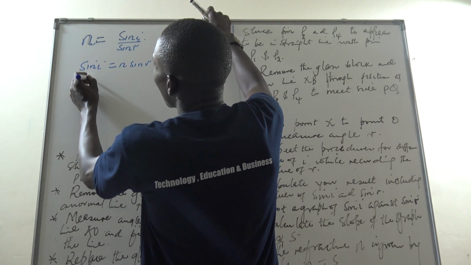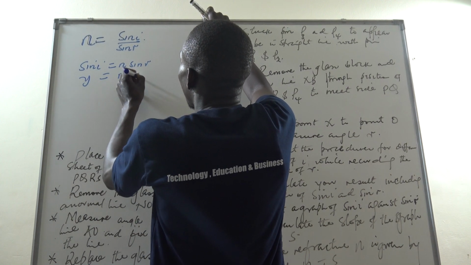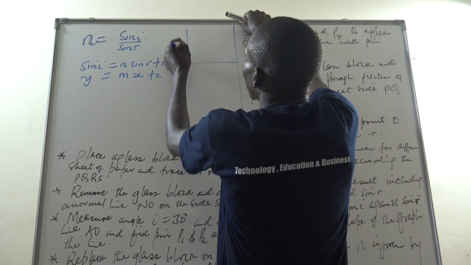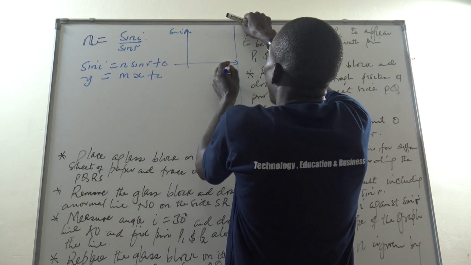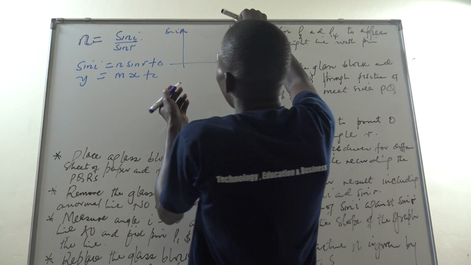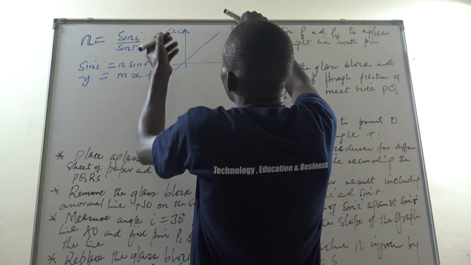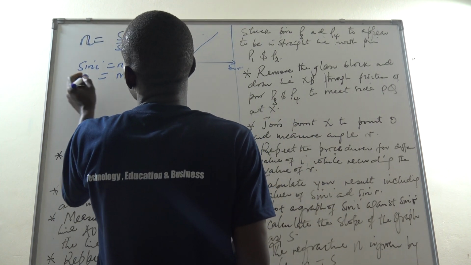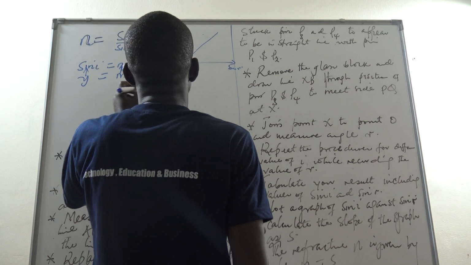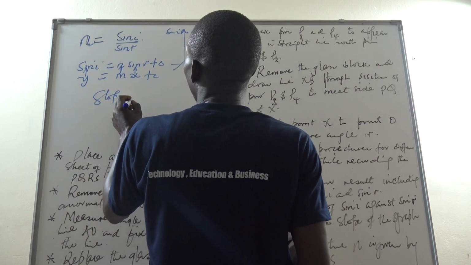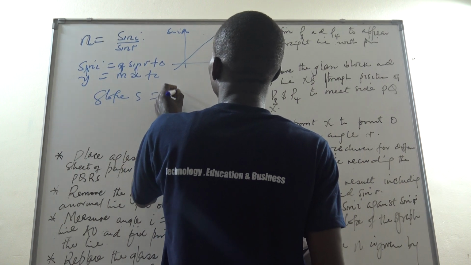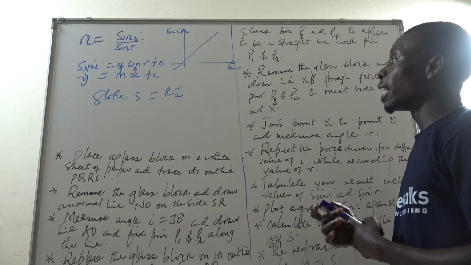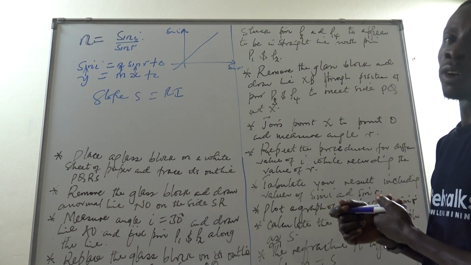So if you compare with y equals mx plus c, we are plotting a graph of sin I against sin R. If we are comparing, there is no intercept, that means it is going to pass through the origin. And if you compare, it will mean that m is the slope. So the slope S is really the refractive index of our glass block. That is how we can determine the refractive index of a glass block.